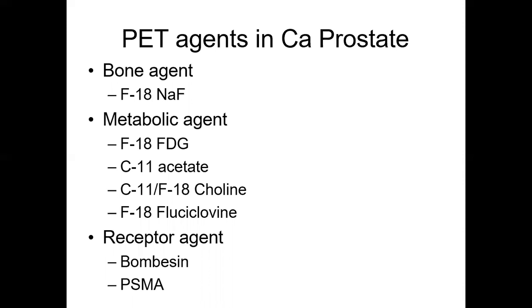So I'm going to start off with very simple stuff, sodium fluoride. And then we're going to talk about metabolic agents, which include FDG primarily, and a little bit about other agents that we use. And then receptor agents, obviously we do have PSMA, but also bombesin with PET, as against with SPECT that we discussed earlier.